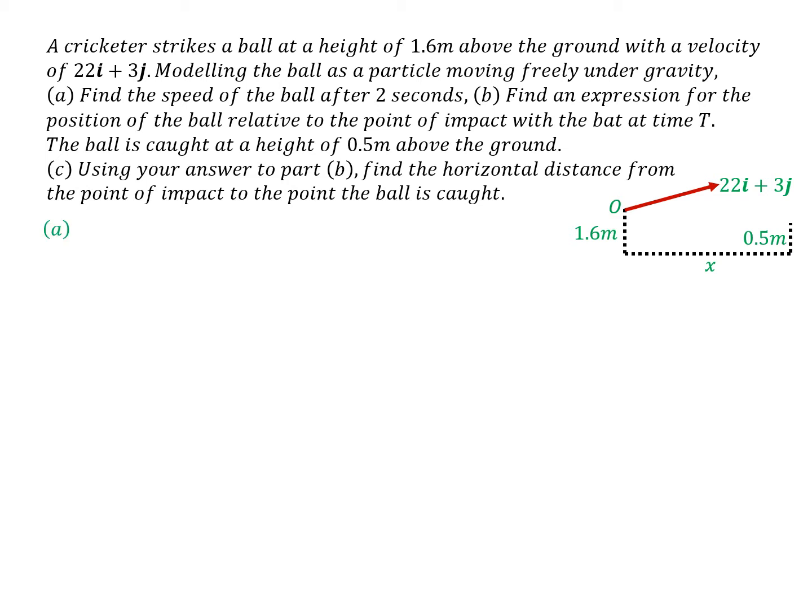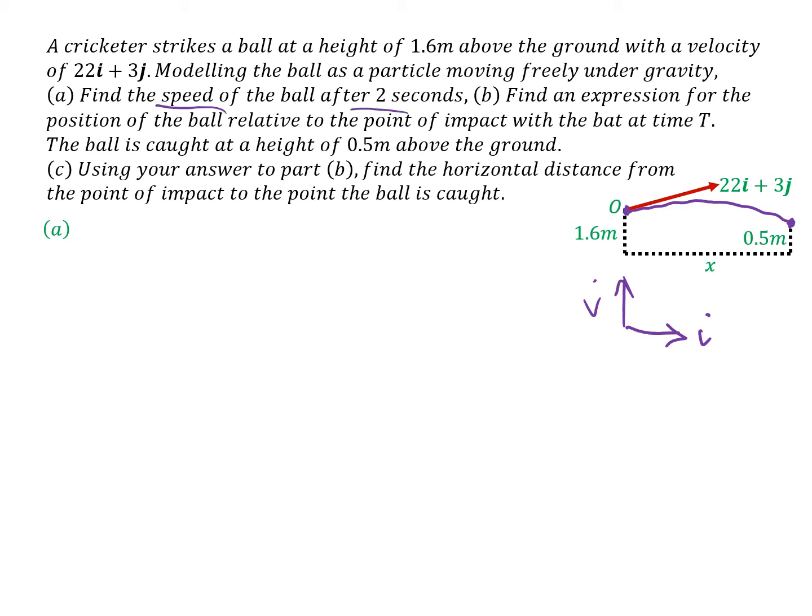and striking the ball at 22i plus 3j, the i direction and the j direction are those directions there, and the trajectory of the ball is such that it's going to be caught at this point here, which is below the point at which the ball is struck, and I'm taking that as the origin. So for part A, we're trying to find the speed of the ball after 2 seconds.